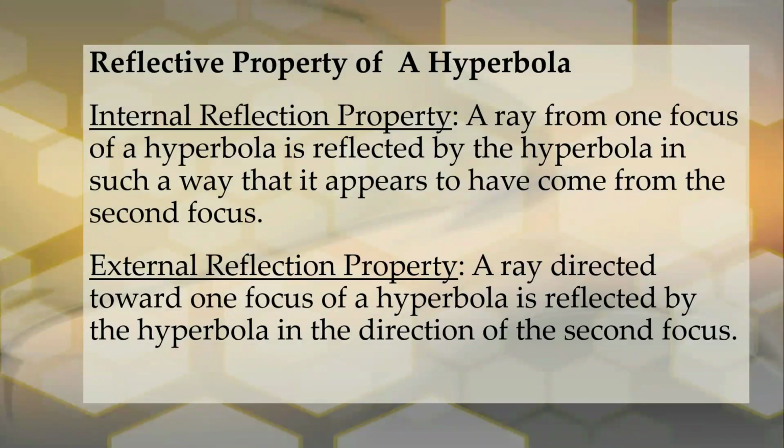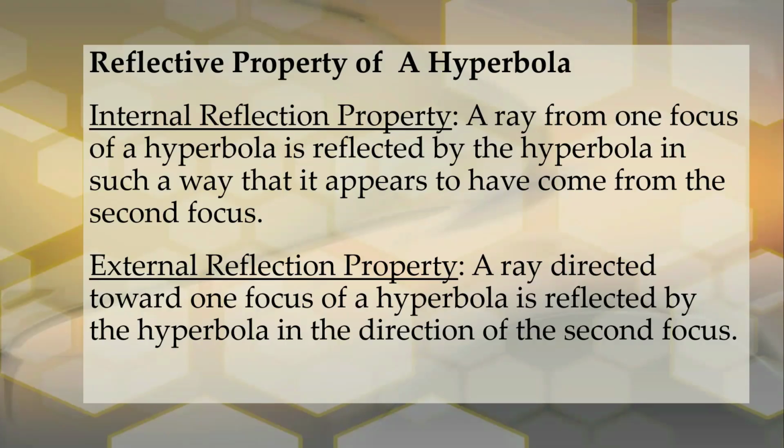So next, we will look at the reflective property of a hyperbola. And there are two versions of this property, which is fitting since a hyperbola has two branches. The internal reflection property states that a ray from one focus of a hyperbola is reflected by the hyperbola in such a way that it appears to have come from the second focus.